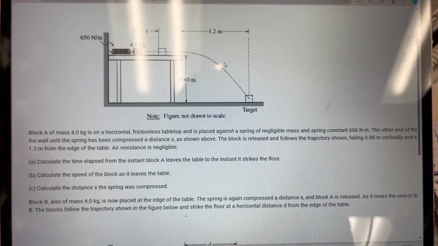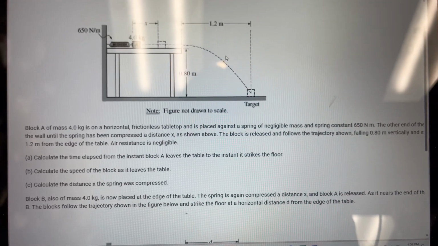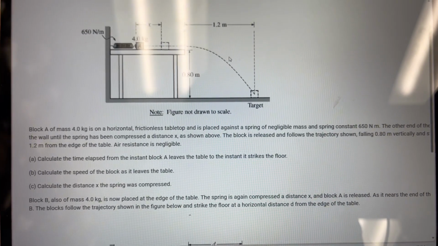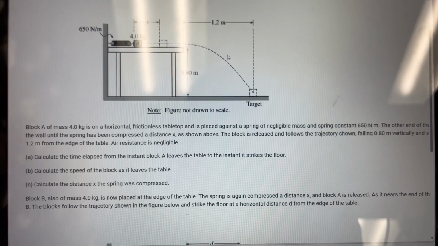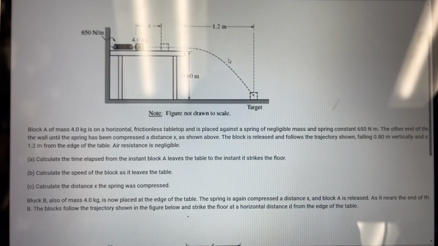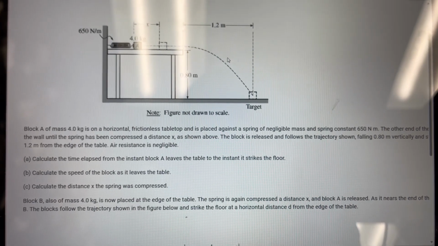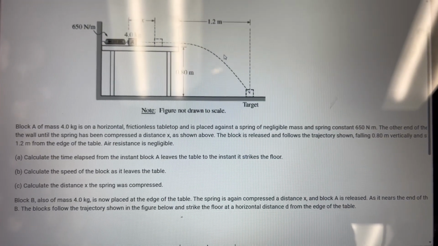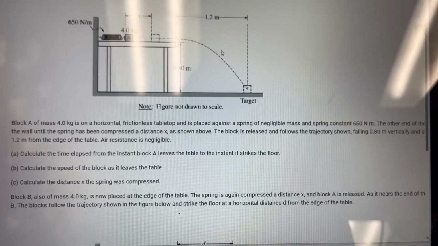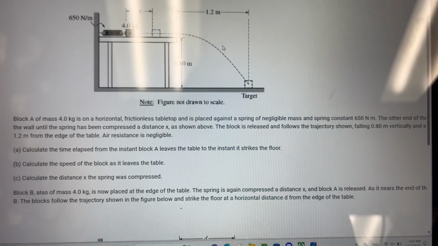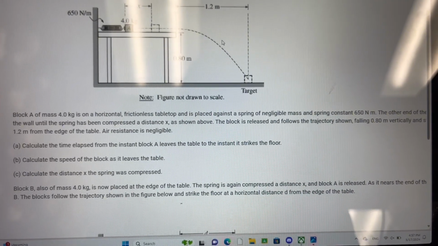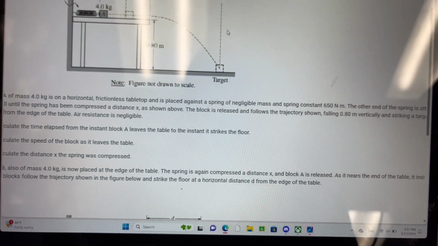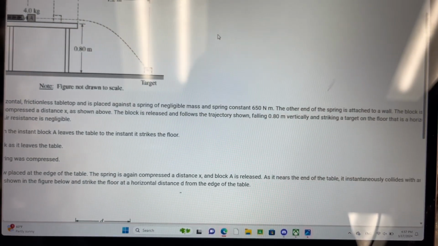Hello everyone, and today we are going to go through FRQ 3 of the momentum FRQs. Our FRQ is: block A of mass 4 kg is on a horizontal, frictionless tabletop and is placed against a spring of negligible mass and spring constant 650 Newtons per meter. The other end of the spring is attached to a wall.